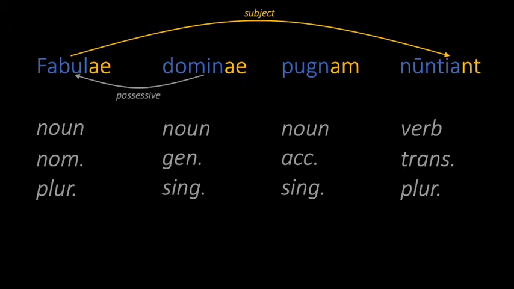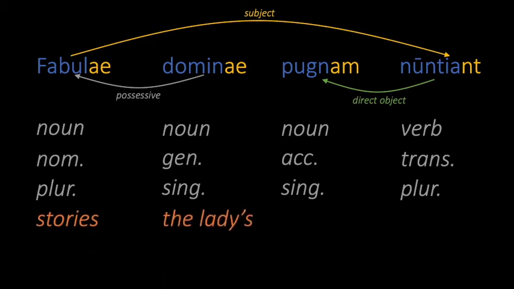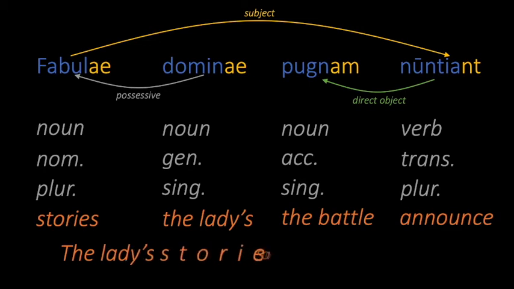Pugnam is unambiguous and must be the direct object of nuntiant. If we parse the sentence in this way, fabulae has the meaning stories, dominae is the lady's, pugnam is battle, and nuntiant is announce. Putting them all together, we have the lady's stories announce the battle.